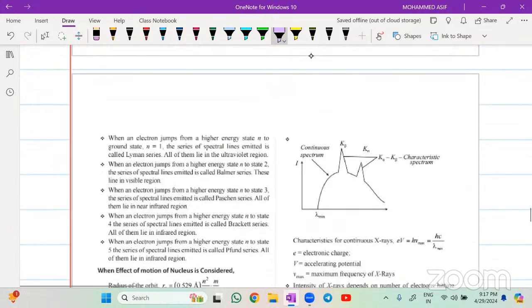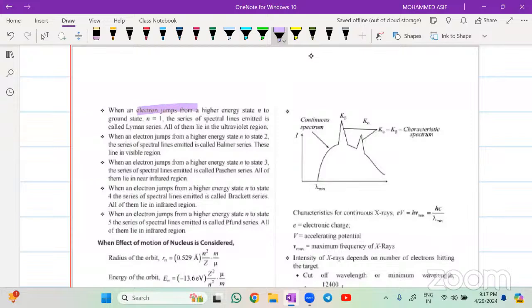Okay, let's assume, when an electron is jumping from a higher orbit state n to the ground state n is equal to 1, the series is called what, for me beta? Spectral lines which are being emitted, Lyman series. When the electron jumps from a higher energy state n to state 2, the series of the spectral lines is called what? Balmer series, and it lies in which region?